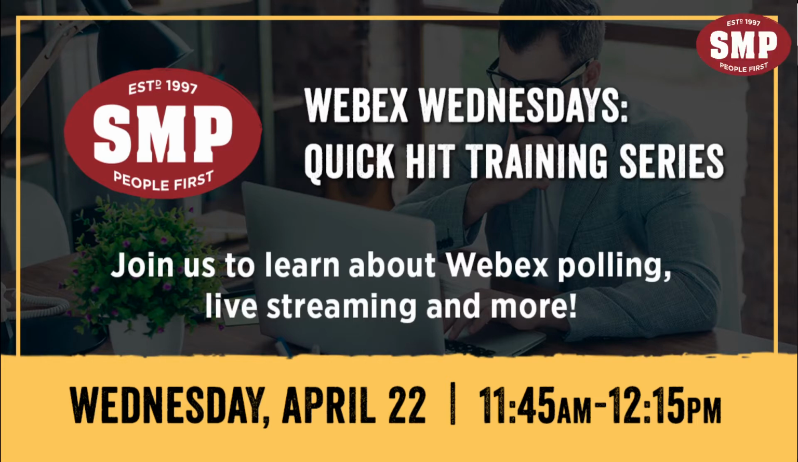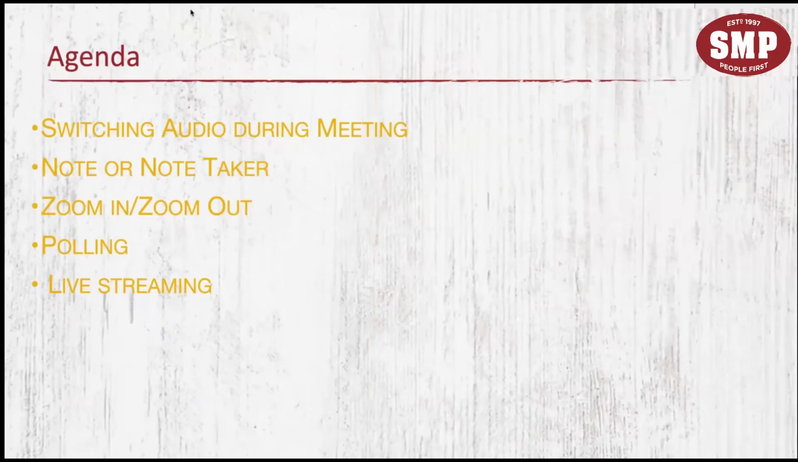So the first thing we're going to look at is our agenda today. We're going to talk about some of the things that are available to us. So we're going to look at switching audio during your meeting. And then we'll take a look at Note and the Note Taker feature. We'll also look at zooming in, zooming out. And then we'll look at polling, and we'll finish off with live streaming to features like Facebook and YouTube.